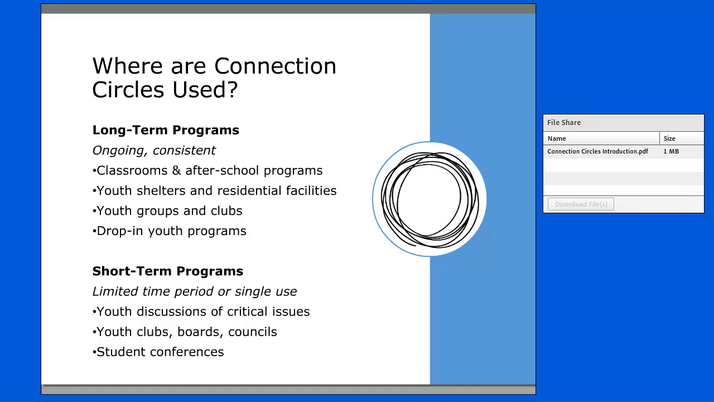Short-term programs are held for a limited period of time or even just a single use. These are a response to the need of some sites to provide a dialogue experience to youth without committing to a long-term program. Some examples could be youth discussions of critical issues. For example, we did a forum in March on school shootings following the Parkland, Florida school shooting tragedy, and about 400 students at a local high school participated in those connection circles. We also work with clubs or youth boards or councils or even larger student conferences such as a citywide Youth and Peace Conference that drew 300 students.